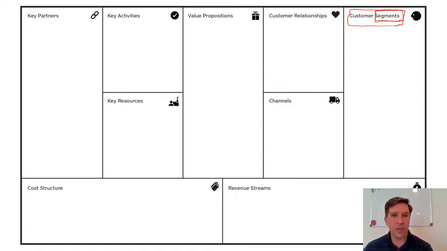You could have multiple segments, but I would suggest when you're starting a business, you need to start with a segment one, okay, with your ideal segment and build from there. You can also have secondary segments at a later time. But I will argue if you don't have an ideal segment to start with, it's very hard to build your business.